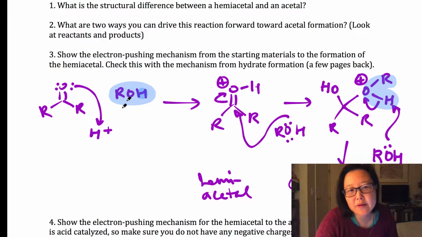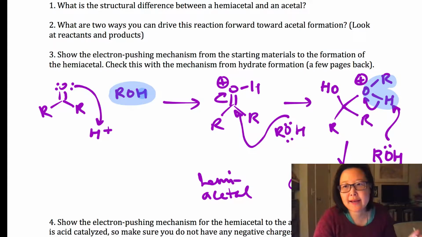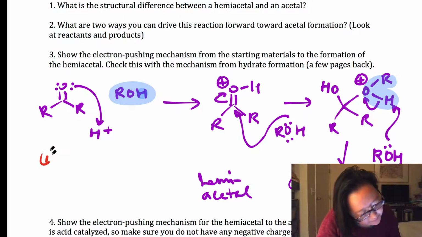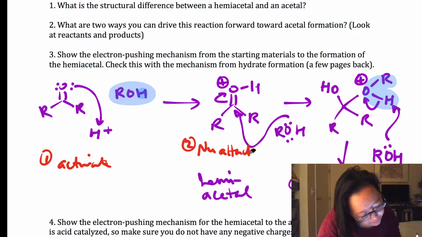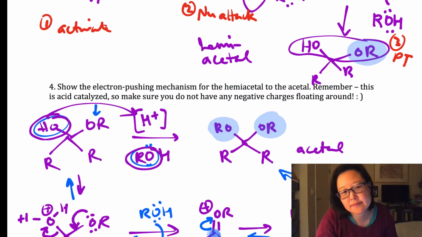When you have alcohol and water, we first had to activate the carbonyl because this is a weak base. We then had the nucleophilic attack. Then we had a proton transfer. Those are usually the steps. Let's write it in. Step one, activate the carbonyl. Step two, nucleophilic attack of our nucleophile. And step three, proton transfer as needed to get to your final neutral product.